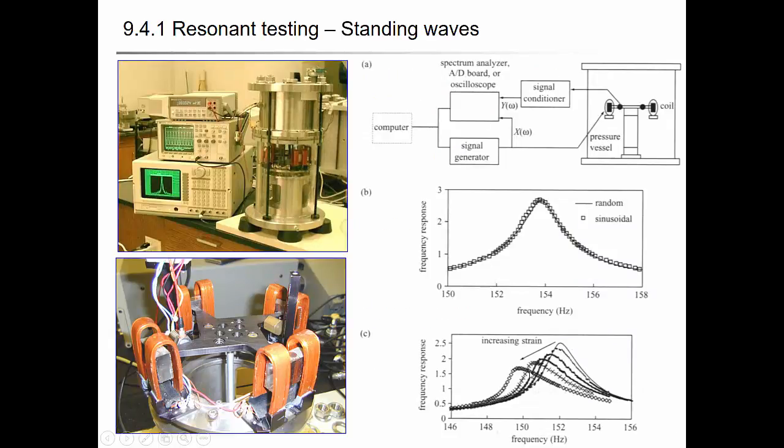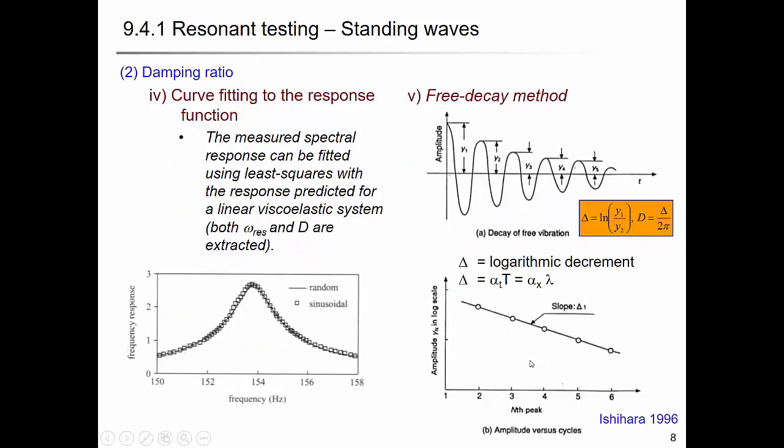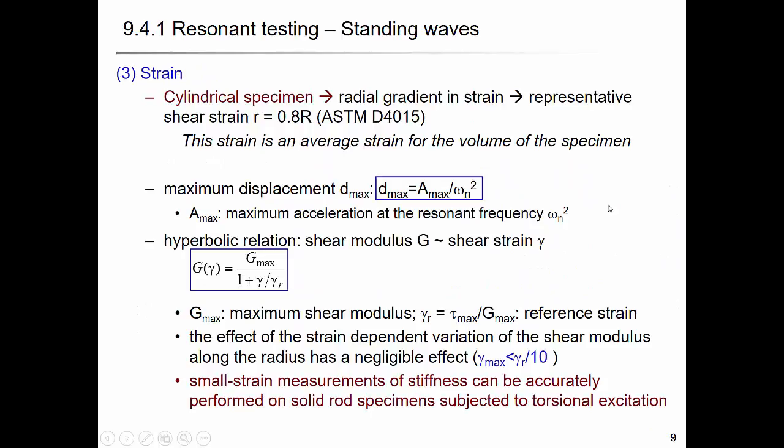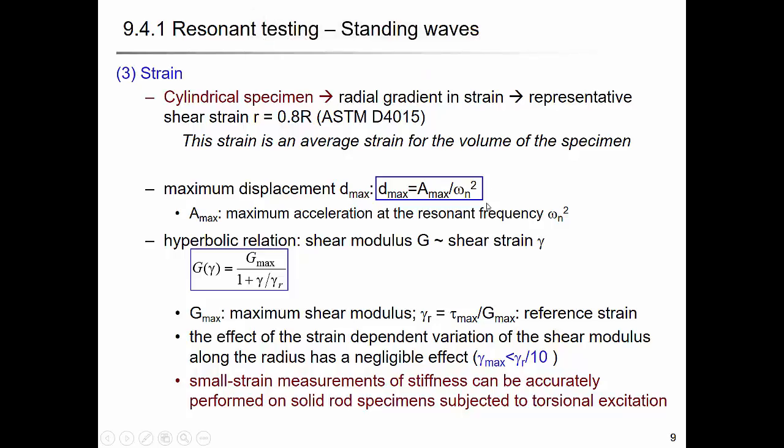And when you estimate the strain, for example, in the resonance testing, you draw the G versus shear strain curve, right? So gamma versus G. And you have to estimate the shear strain to draw the curve. The curve normally looks like this, right?